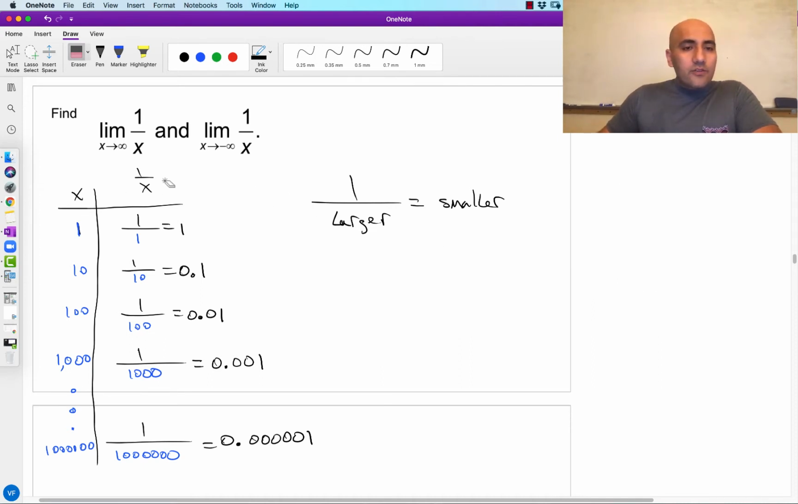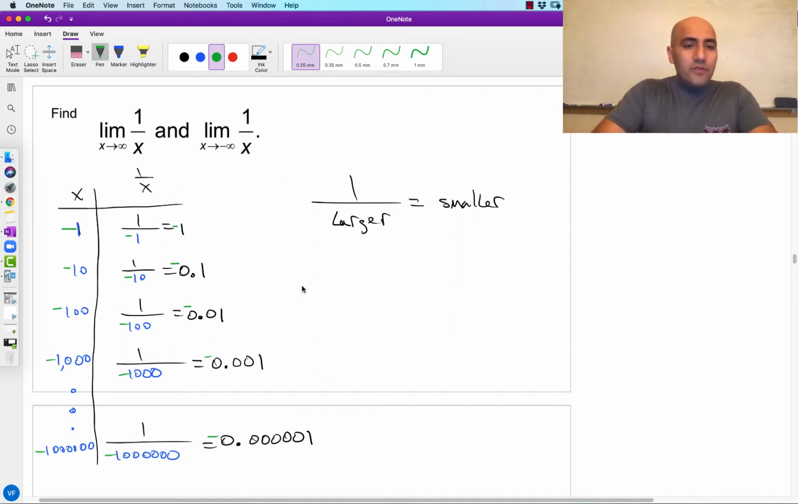And that's also going to be true if you're going toward the negative direction. Because if I was inputting negative numbers to this, well, let's say instead of 1, I put a negative 1. Then this would be negative 1. And if I put in a negative 10 there, then this is negative 0.1. And likewise throughout here. And either way, we see that the output values are growing toward 0. Right? That's what we want to conclude here.